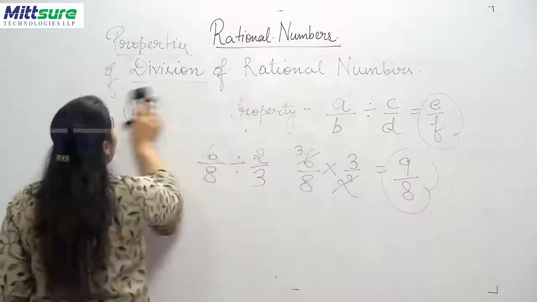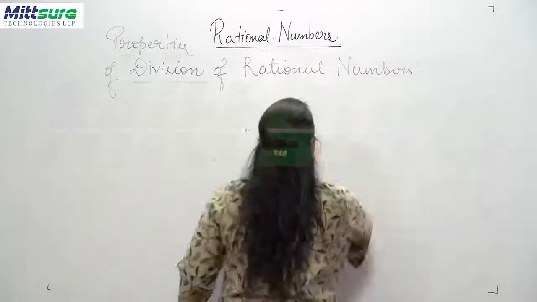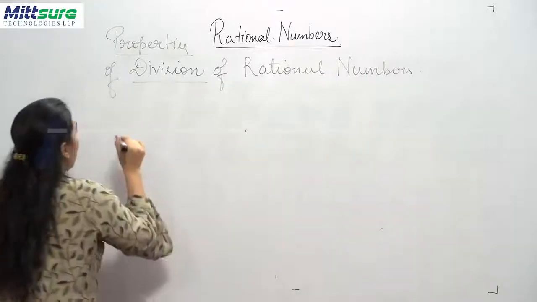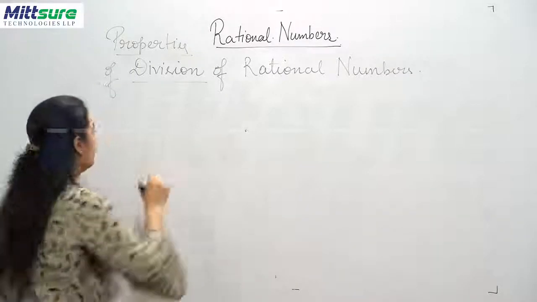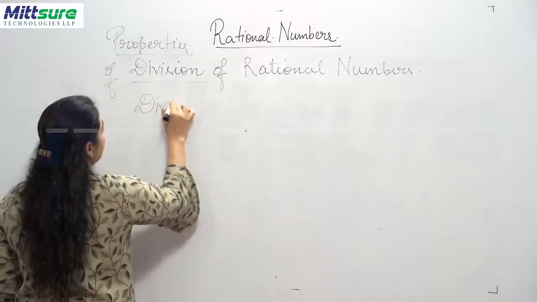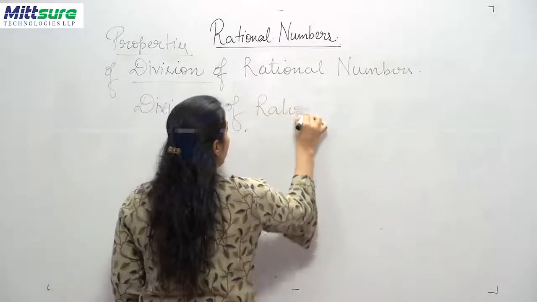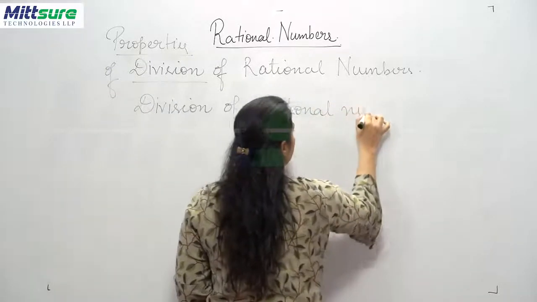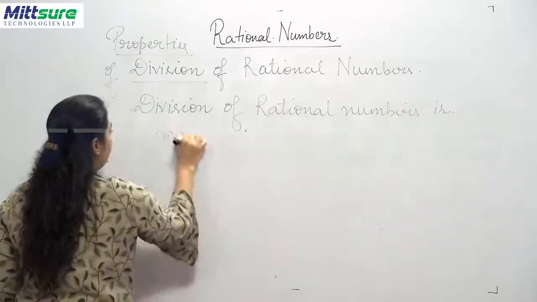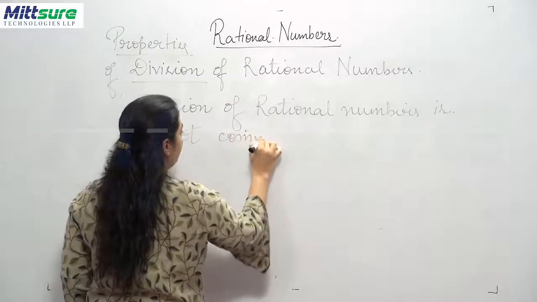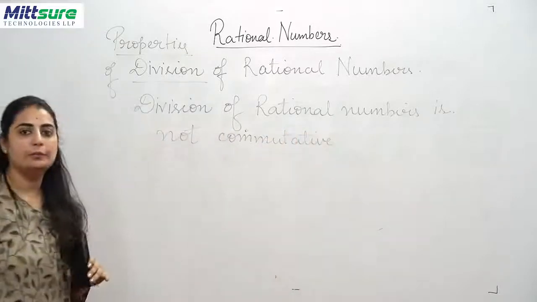Now the next property of division says that division of rational numbers is not commutative. Clear? It is not commutative.